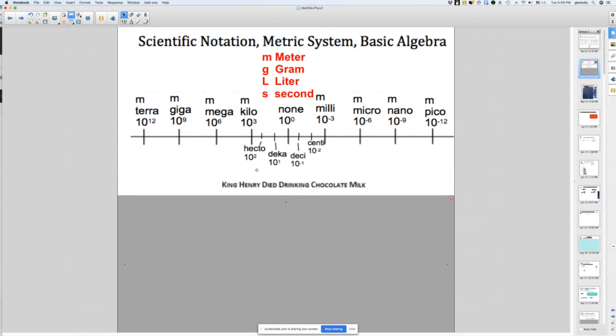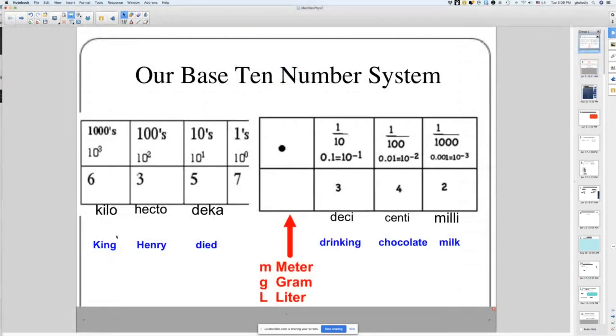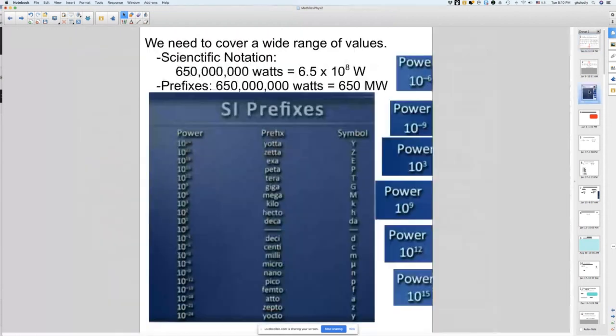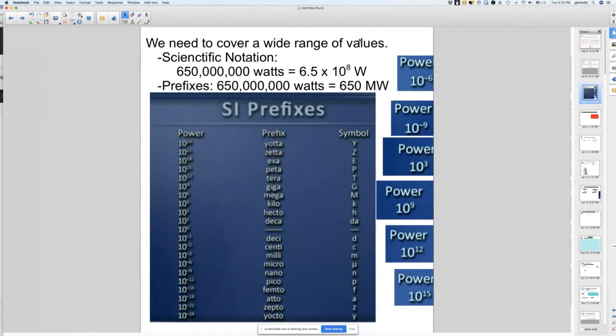And there's an easy way to remember, at least the ones over here in the center, the ones I had in the previous slide. You remember King Henry died drinking chocolate milk. So these are the names, prefixes for the metric system. Some of these are not used very much, like hecto and deca, but most of the other ones are used somewhere along the line. So when you measure things in the metric system, you have a prefix.